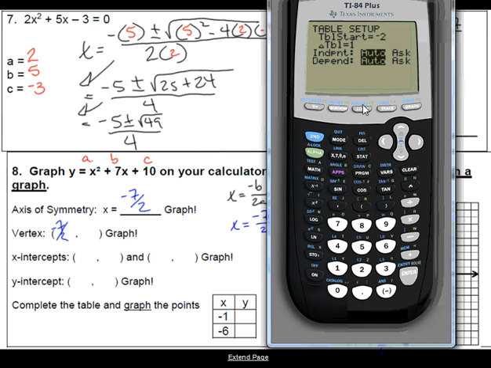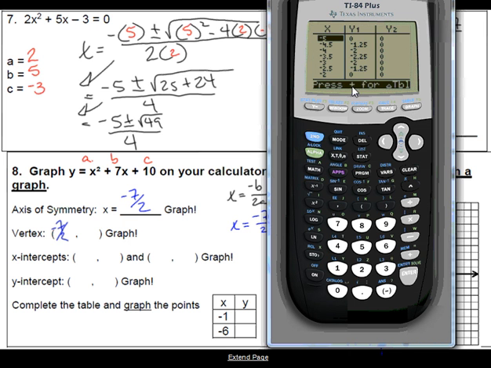I want to go and set my table though. I want to start it at negative 5 because that's to the left here. I want to count by increments of 0.5 though, considering that this one is a negative 3.5 when converted to a decimal. So if I go and look at my table, notice I have decimals here. So at this point here, I can now find my vertex.